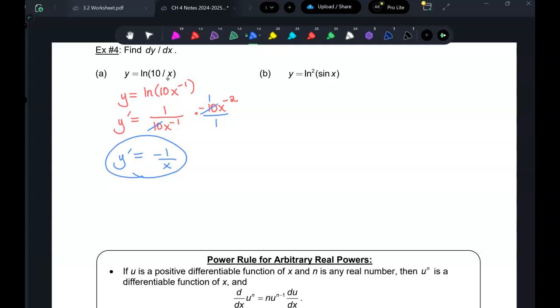Why is it negative 1 over x? Well, don't worry about the coefficients, because that's just a negative 1. But really, what do I have? I have an x to the negative 2 on the top and an x to the negative 1 on the bottom. Think of it as x to the negative 2 minus negative 1, so that would be x to the negative 1.